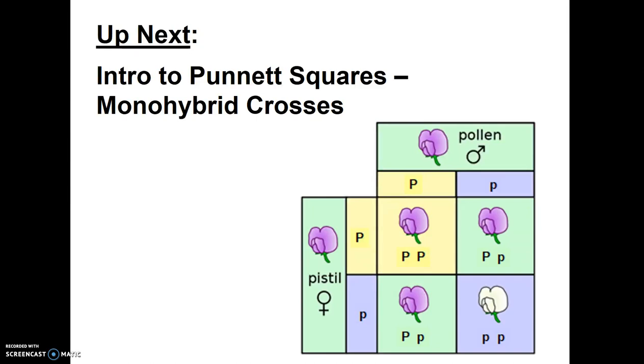Hopefully that cleared some things up. In the next video, I want to just go over introductions to Punnett squares, really how to do some basic monohybrid crosses, and then we'll do some more videos later on going into some more of the complex versions of genetic predictions as well.